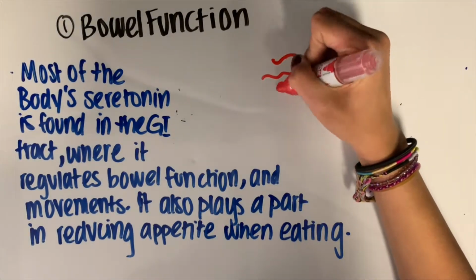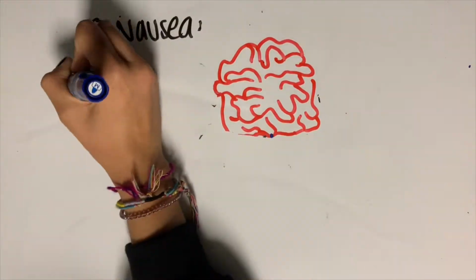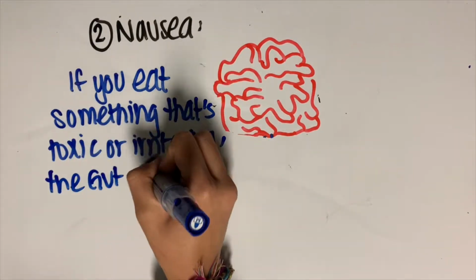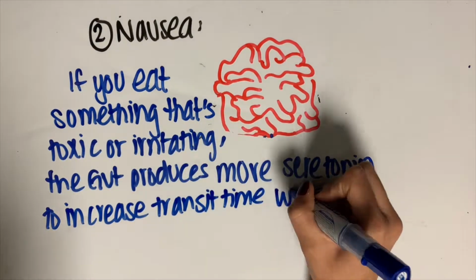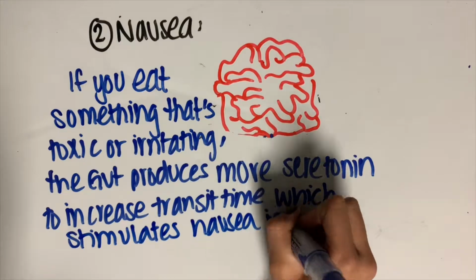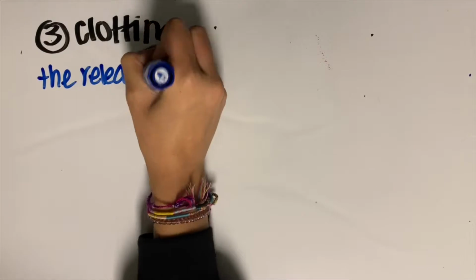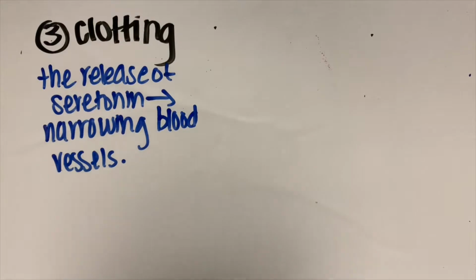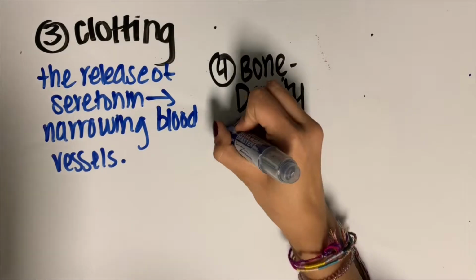Does serotonin play a role in the nervous system? It does. In bowel function, most of the body's serotonin is found in the GI tract, where it regulates bowel function and movement. If you eat something toxic or irritating, the gut produces serotonin, which increases transit time and causes the effect of nausea in the brain. Also in blood clotting, when serotonin is released, the blood vessels become more narrow. As for bone density, when there are high levels of serotonin, it increases the chances of getting osteoporosis.